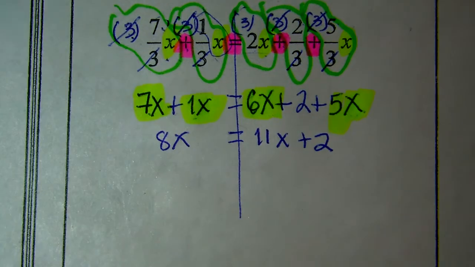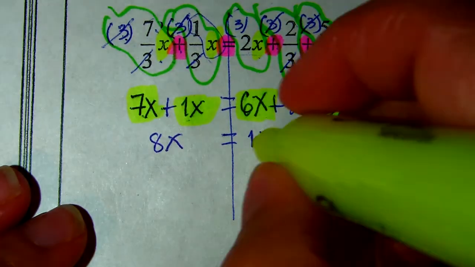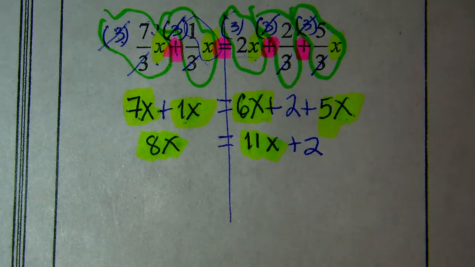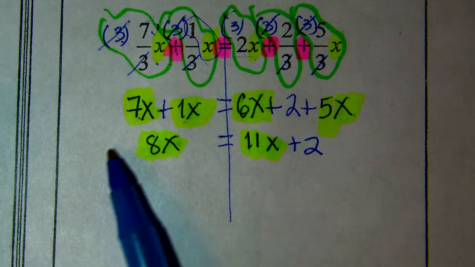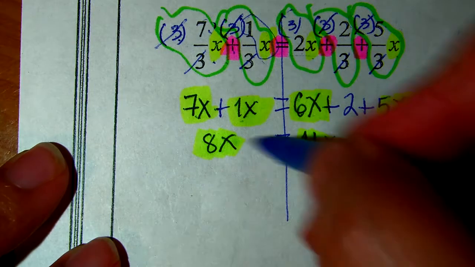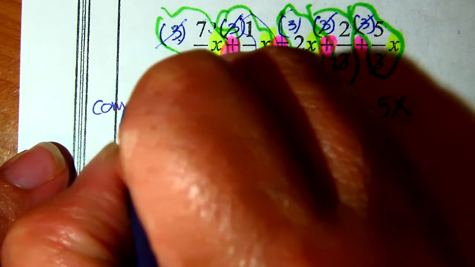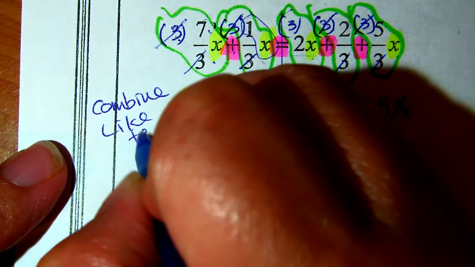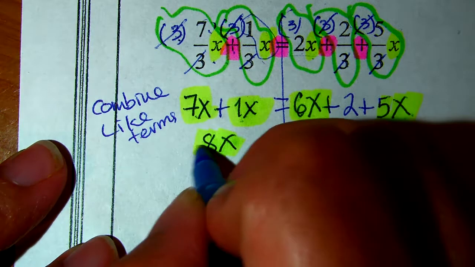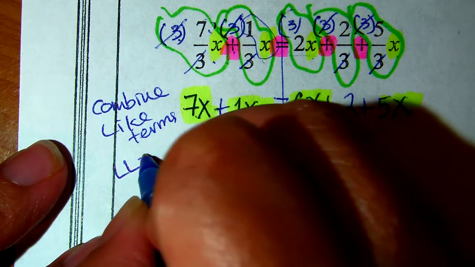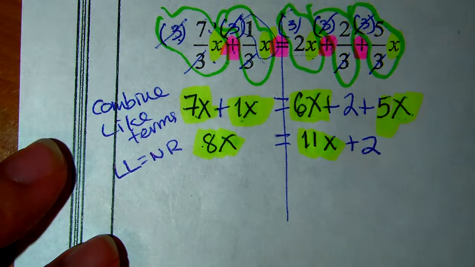Alright, so I still have the x on this side and the x on this side. What's the next step? Letters to the left, numbers to the right. Let me write down over here the steps that we're following. Over here we're using combine like terms. And here, letters to the left, numbers to the right.